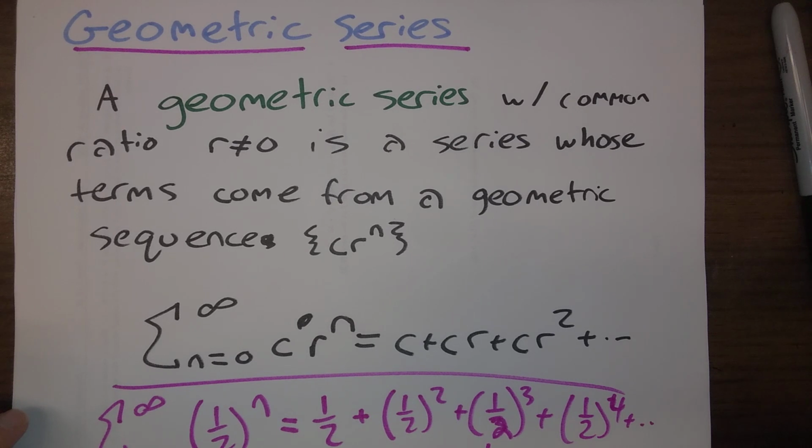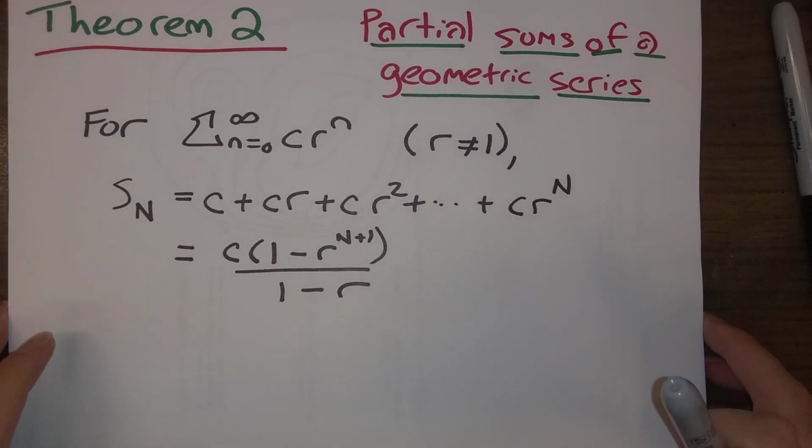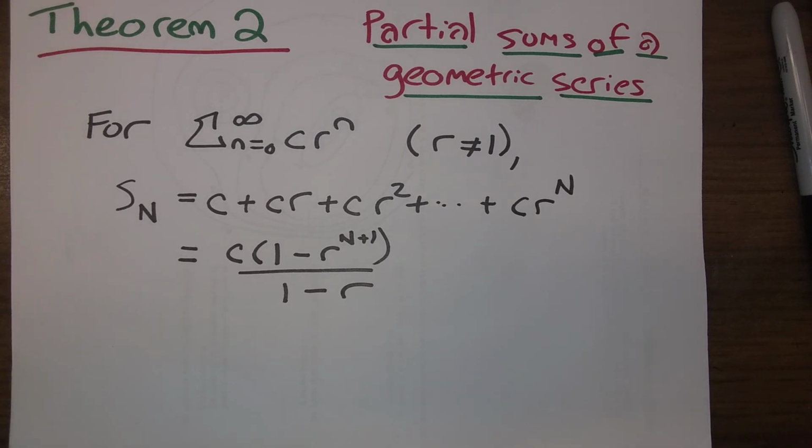Something we should be thinking about is, is there a formula for the sum of a geometric series? And as it turns out, there is. Before we get there, we want to think about a formula for the partial sums of a geometric series. So here comes our big formula, Theorem 2, the formula for the partial sums of a geometric series.